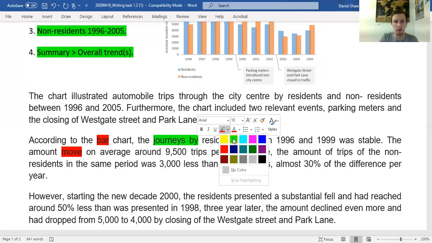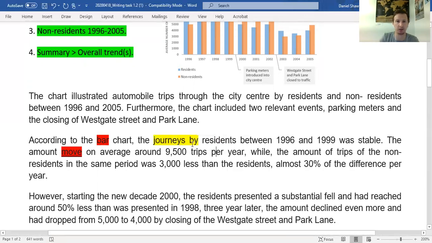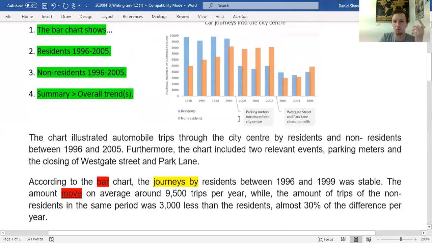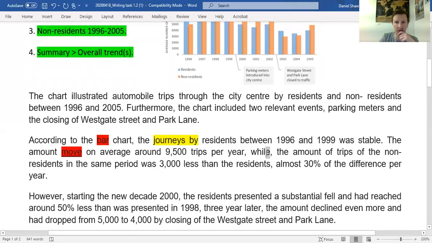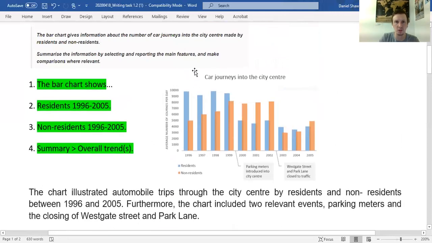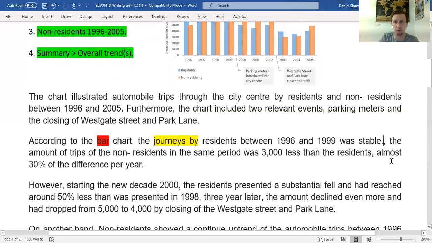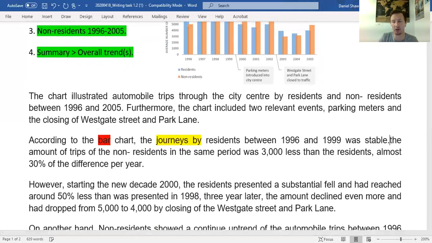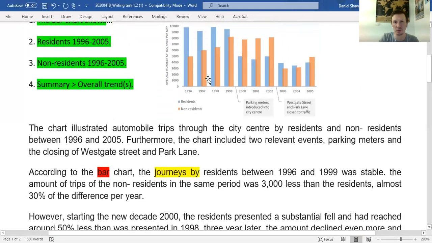We'll put that in yellow just to see what we've input. The amount move on average around 9,500 trips per year. We don't really need that information. So we could take this out because we don't really need it at the moment. Remember, the question just asks the main features, and comparisons. So again, we're not really comparing too much there.